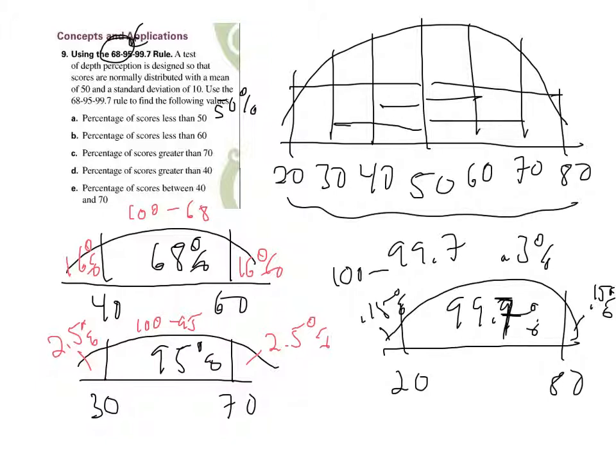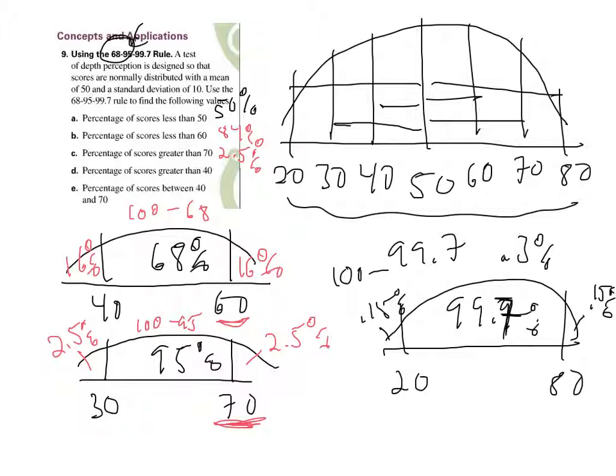Less than 60. Well, 60 is 1 standard deviation above the mean. I know a couple of ways to do this. I know that there's the 68% that's below it, and then the additional 16, so I could just add those two numbers and get 84%. The other way to do it is take 100 minus that 16%, and that would give me 84% also. Greater than 70. Well, 70 is 2 standard deviations above the mean, so above that we already decided was 2.5%. Hope you're starting to get the hang of this.